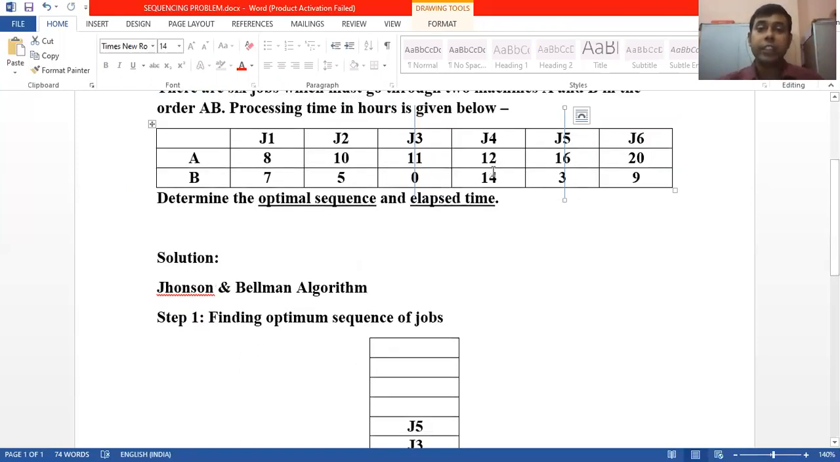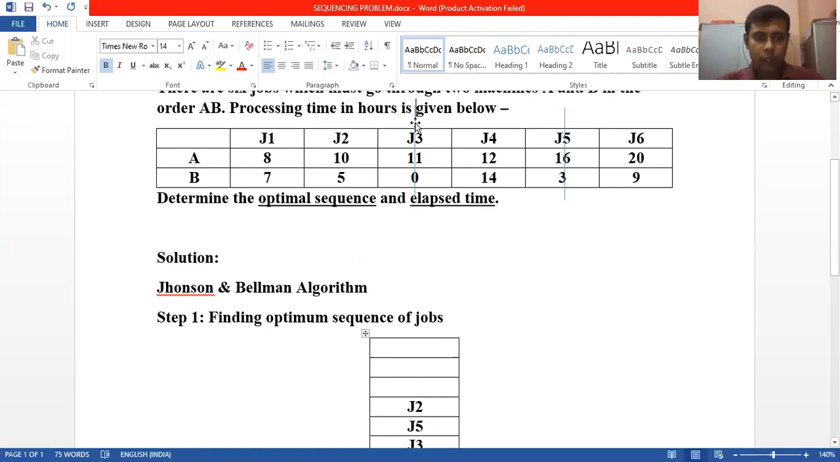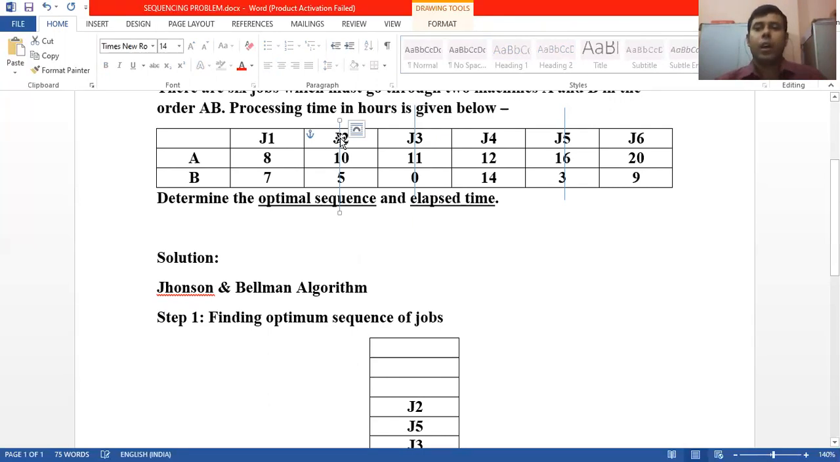Next, find the next least possible number, which is 5, and it is for J2 and it is for machine B. So the entry will take place from the bottom. I am writing J2. Let me cancel this once again. So J2 is cancelled. Now the next least number is 7. It is for job 1 and again for machine B. So the entry will take place from the bottom. So J1, and cancel it again.